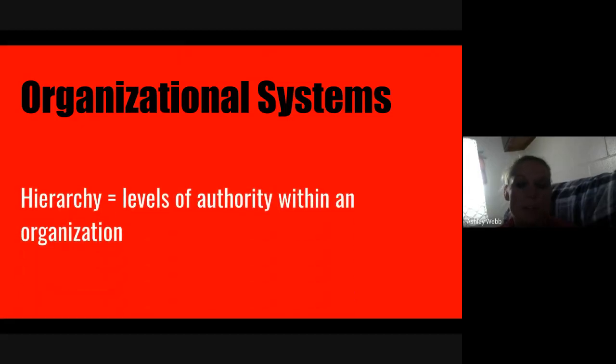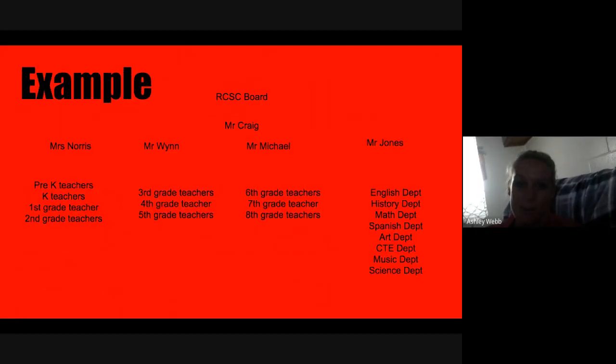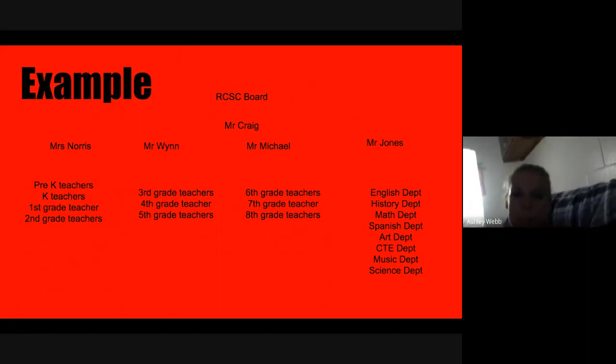The first term we're going to talk about is hierarchy, and it is just the different levels of authority within an organization. So we're going to look at an example that you're all very familiar with, and that is our school system. At the very top, we have the Rensselaer Central School Corporation board. Below the board is Mr. Craig, and Mr. Craig branches out to each of the four principals at each of the four buildings.